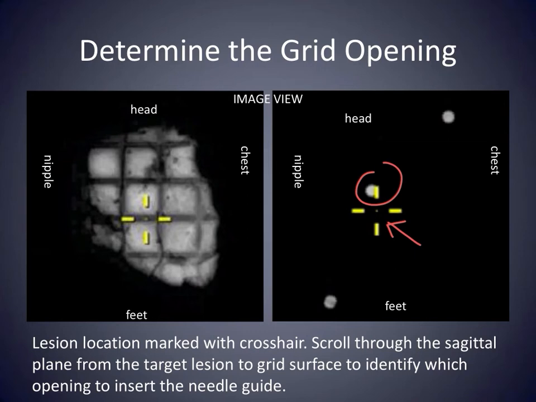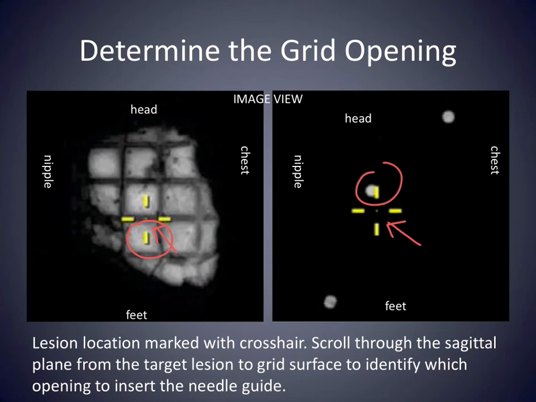And if you cross-reference to the image on the left, which shows the grid surface, we note that the target lesion is actually almost directly behind one of the grid lines, and the closest grid opening to access this target lesion is one opening towards the feet from the fixed fiducial.